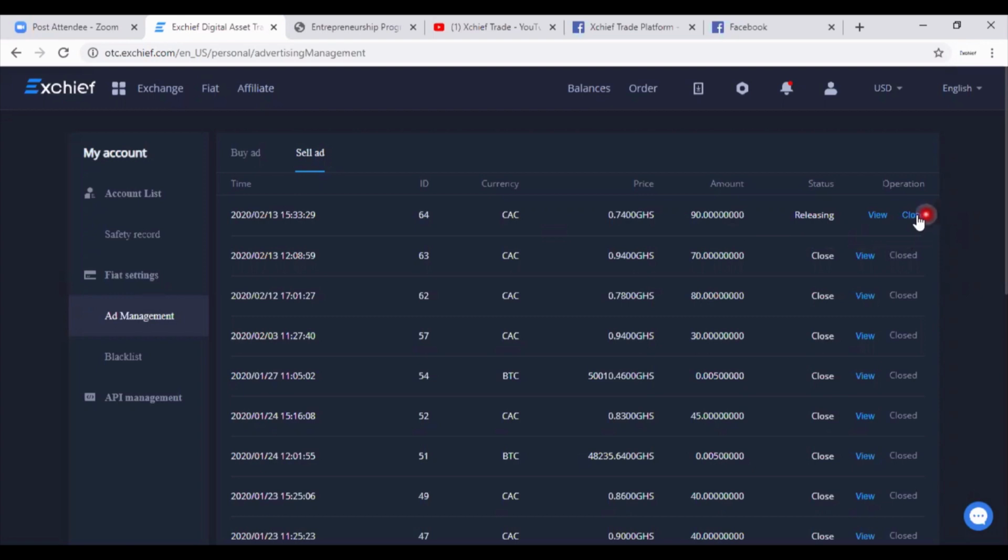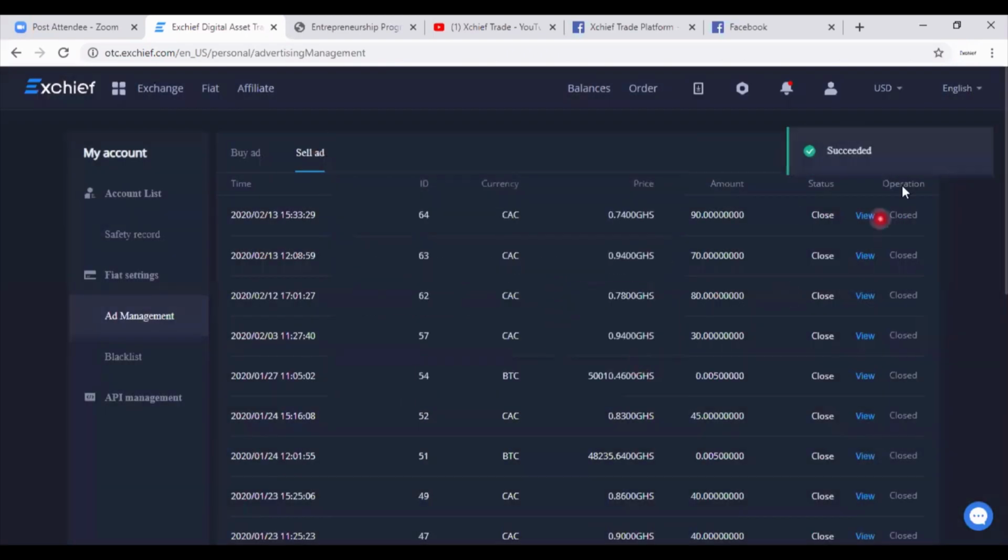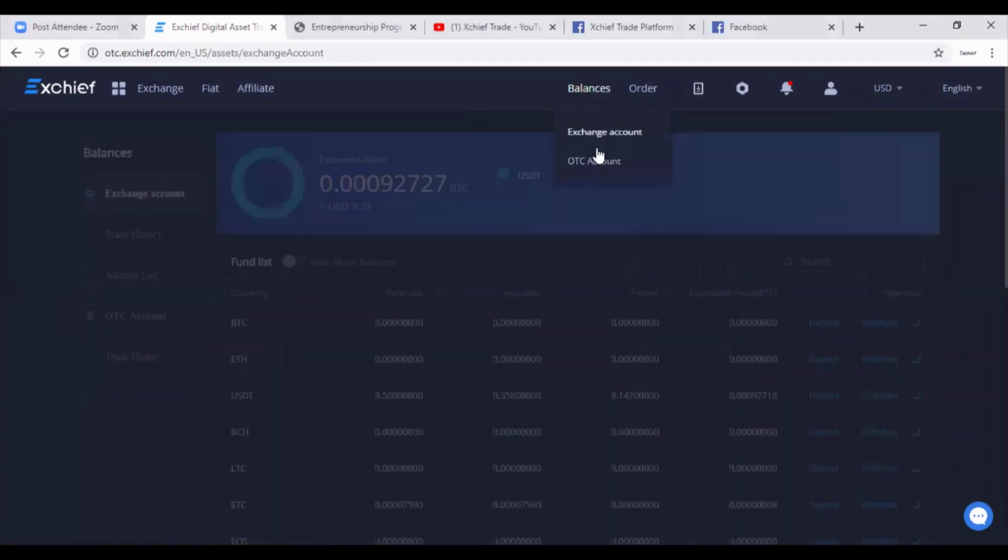So if you want to cancel the ad we just did, you click on the close ad and you have this window coming up. It says closing the ad will lead to stop of the trade. Are you sure you want to close this ad? Because we want to close the ad, we click on confirm, and then you have this feedback coming up to confirm if what we did went on successfully.